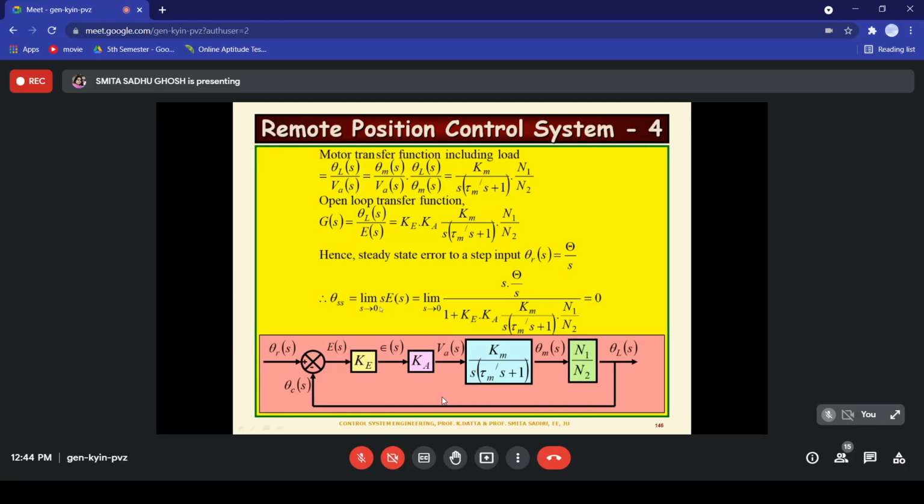So here, for finding the steady state error, we would have to take the limit of sE(s) as s tends to 0, where E(s) is the error signal, that is this one, right? So how do you get the error signal? It is going to be equal to the error transfer function multiplied by the input, right? So the error transfer function is how much? It's going to be 1 by 1 plus G(s), where G(s) is the forward path transfer function.